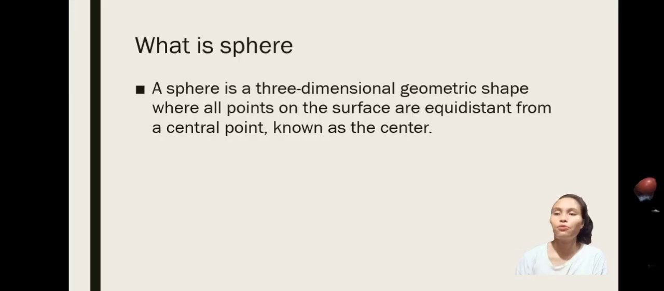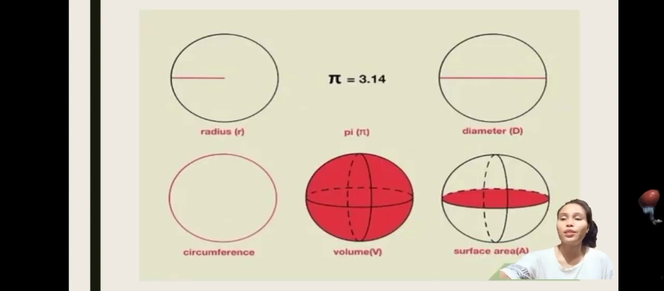So now we're already done with the cuboid. The next topic that we will be tackling is about the sphere. What is a sphere? A sphere is a three-dimensional geometric shape where all points on the surface are equidistant from a central point known as the center. So here's the example of a sphere.